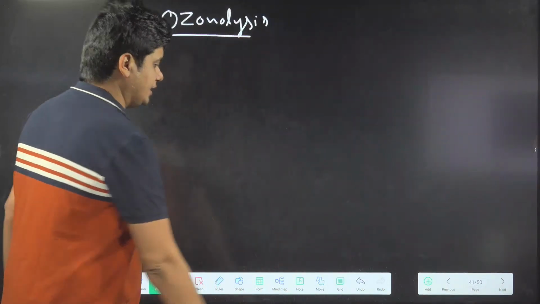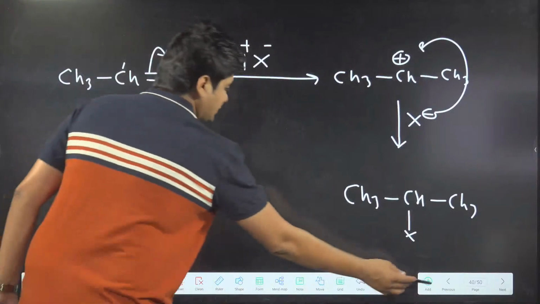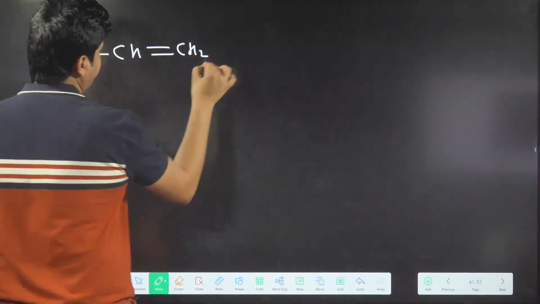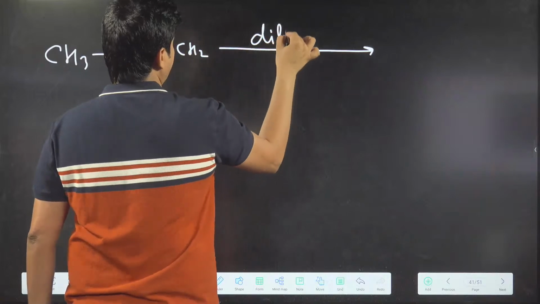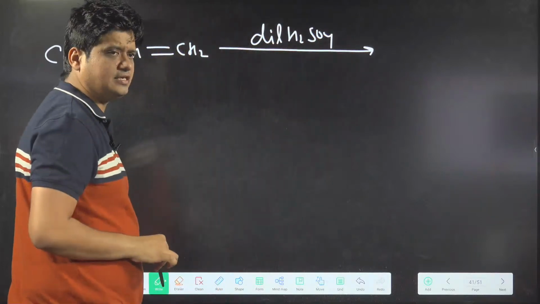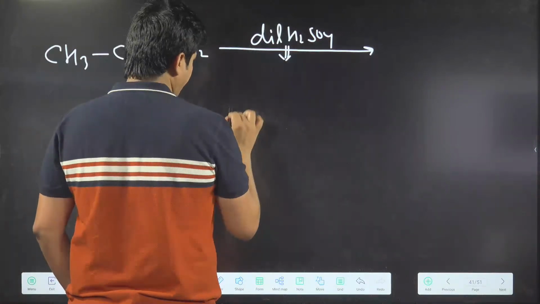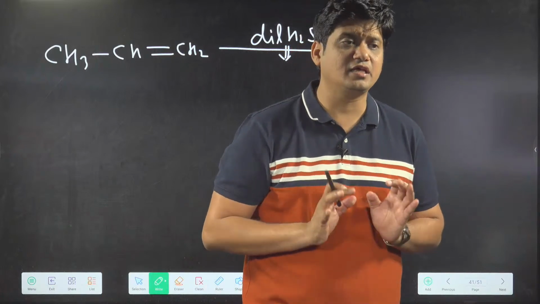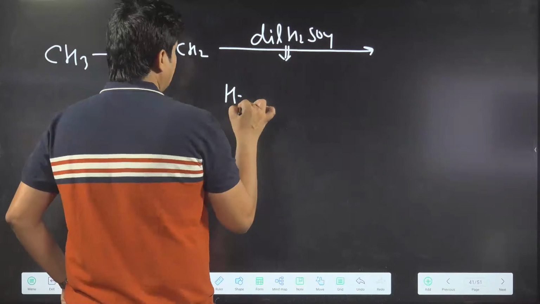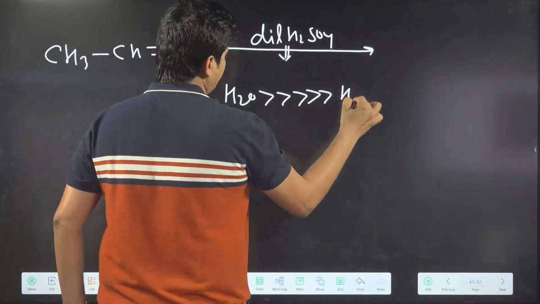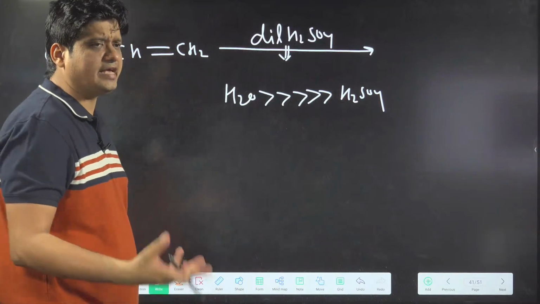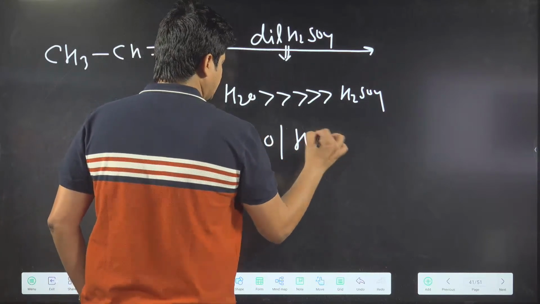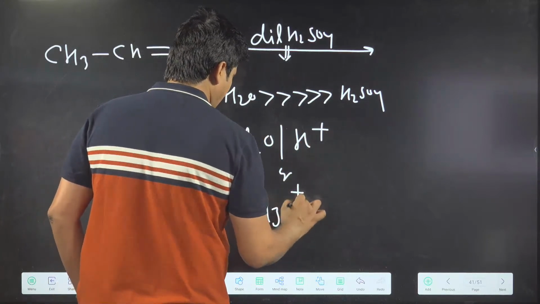One case. Second case. This is given: CH3 CH double bond CH2. They are giving dilute sulfuric acid. Dilute sulfuric acid means we have a large quantity of water and a very small quantity of sulfuric acid added there. Large quantity of water and very less quantity of sulfuric acid. It means actually it is a reaction of water. That's why sometimes it is written like this, H2O H plus, or sometimes H3O plus.